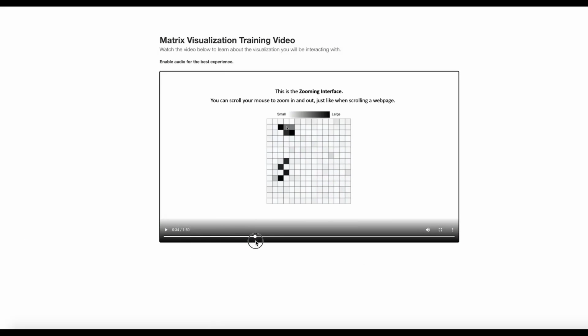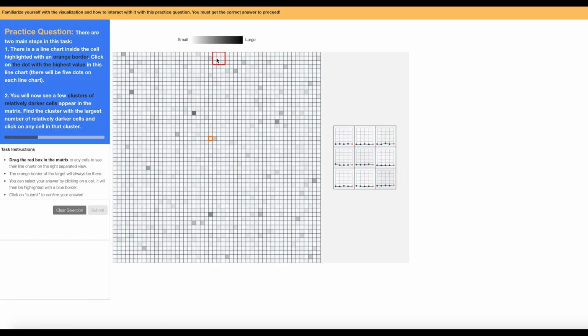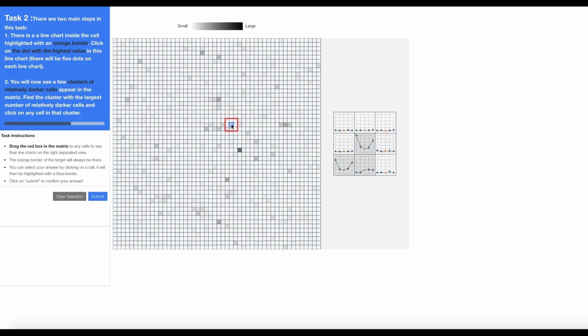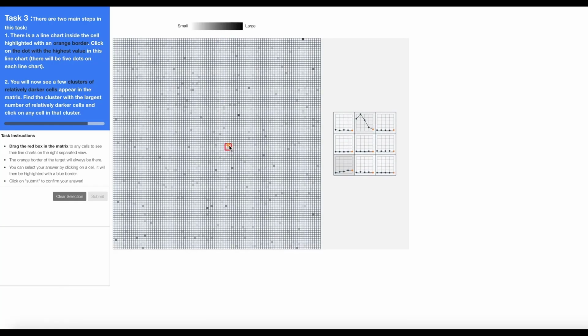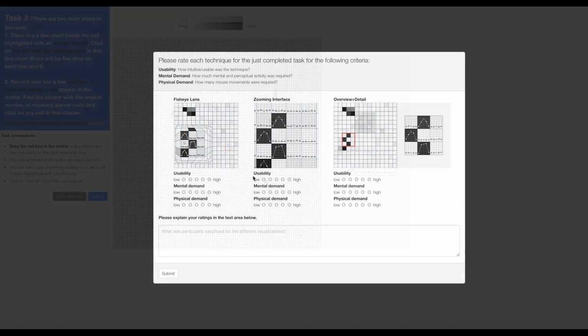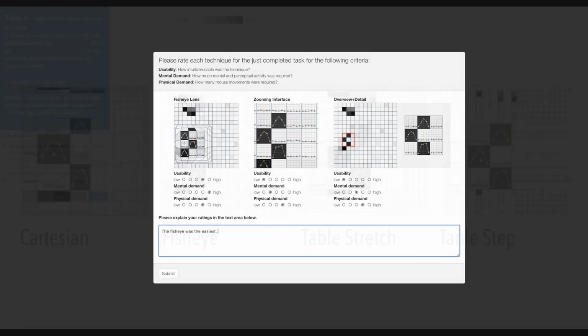For each study, participants were trained on the visualization and its interactions, performed trial questions to ensure understanding, carried out 48 trials, and then submitted feedback on the study as a whole. Participants took on average 40 minutes to complete the study.